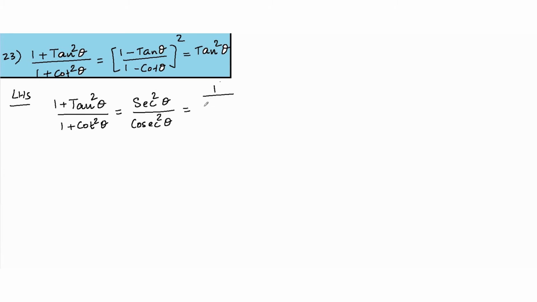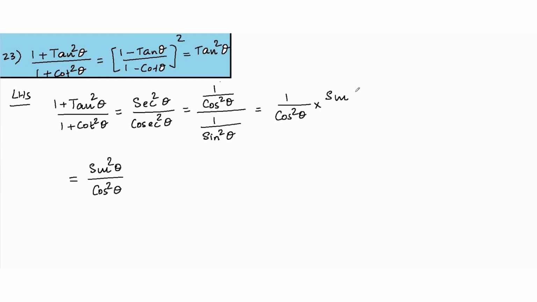Now sec square theta can be written as 1 by cos square theta and cosec square theta can be written as 1 by sin square theta. Therefore, this becomes sin square theta divided by cos square theta, because division of fraction means I should take the reciprocal of the denominator and multiply it with the numerator. So this becomes sin square by cos square, which becomes tan square theta. So you will notice that I have shown that the first term is indeed equal to the last term. Okay, so the first part is complete.